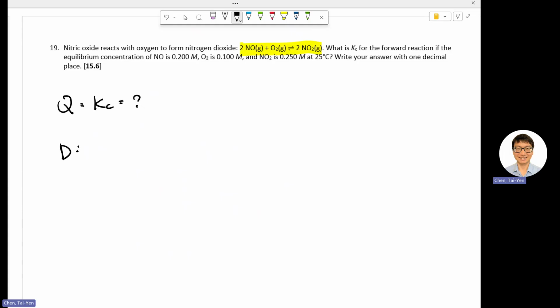The data that you have is what? 2NO plus O2 becoming 2NO2. Every time you see this chapter 12 type question, when you set it up, put the ICE table here, so you know you put the number at the correct location. You have this value, 0.2 for NO, 0.1 for O2, and 0.25 for NO2.